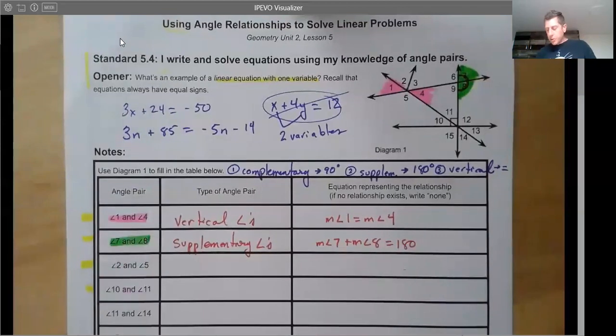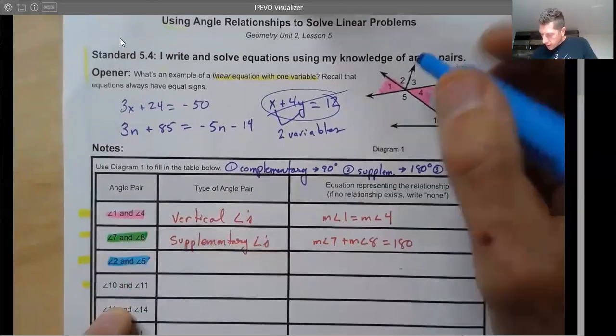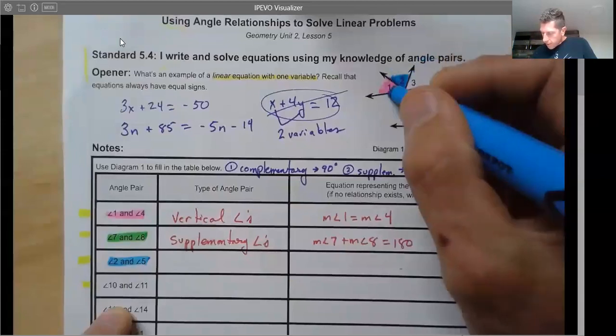because those two angles are going to add up to equal 180 degrees. All right, now let's jump into 2 and 5. 2 and 5. What do we got going on here? We got angle 2, and then we have angle 5.